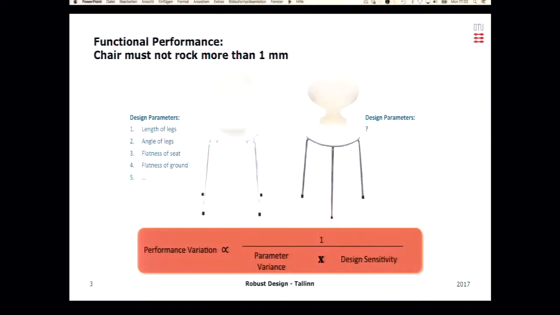Now, this is a simple equation that tells you about quality engineering. And basically, the performance variation or the quality of a design is related to two things. How much the parameters vary, in this case a parameter would be length of legs, and how sensitive the design is.